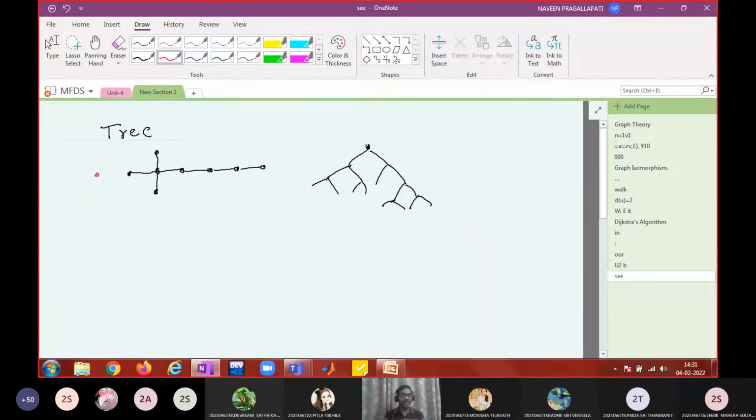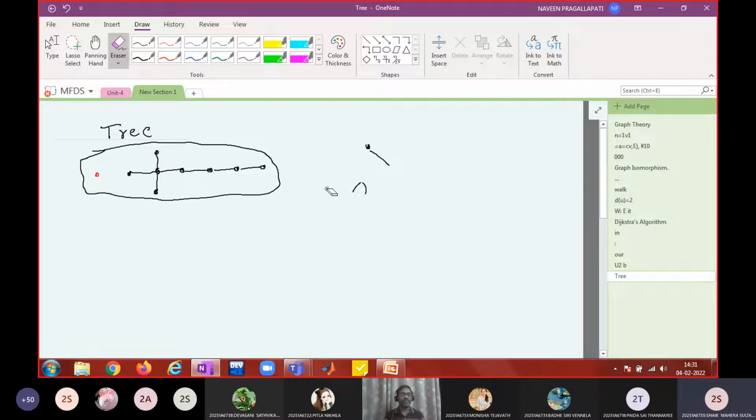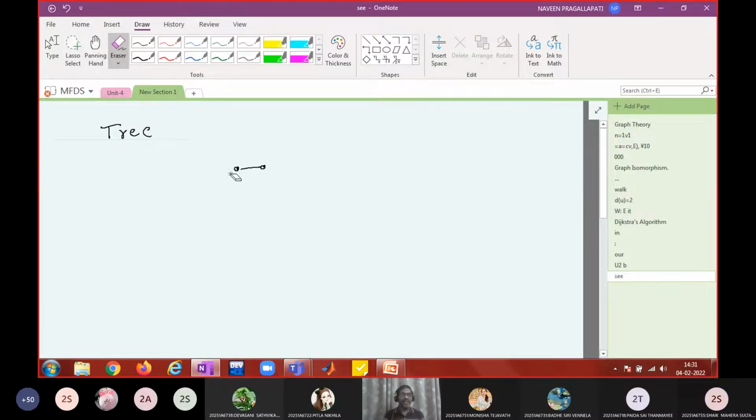So what is your understanding of the tree? Suppose it is like this, my graph is the entire thing. Connected but without cycles. So is this connected or disconnected? That is disconnected. Tree is connected but without cycles. You cannot say this is a tree. Any graph which is not containing any cycle is called acyclic.